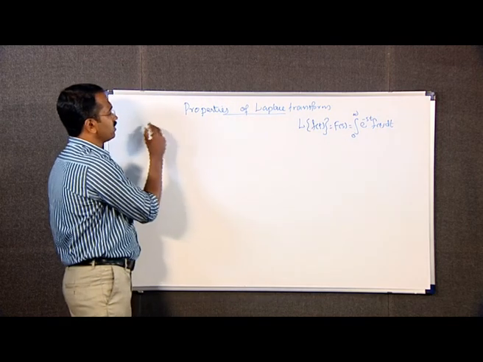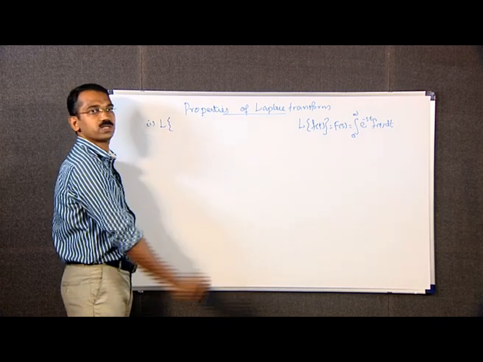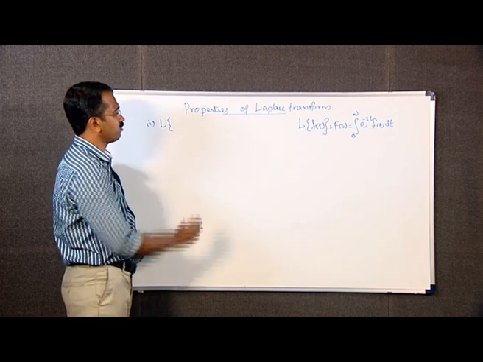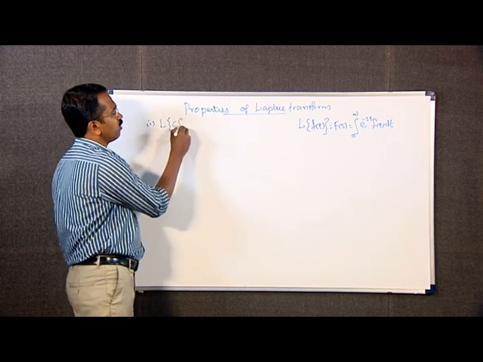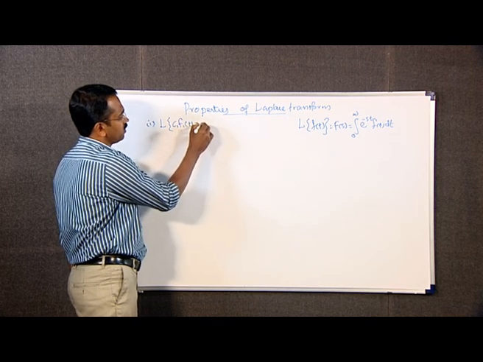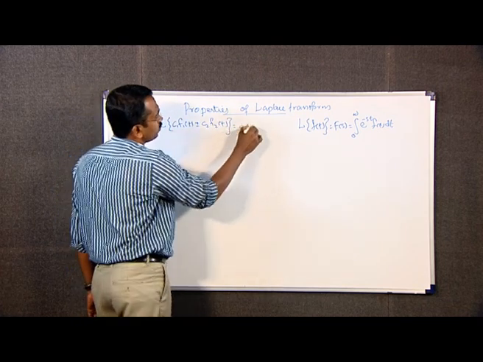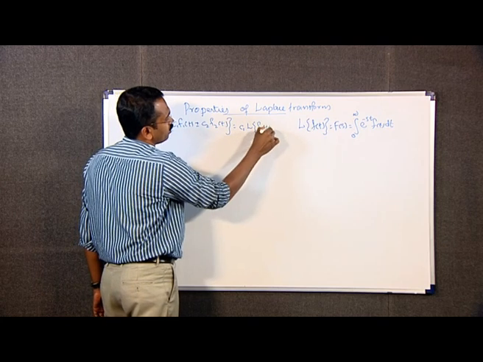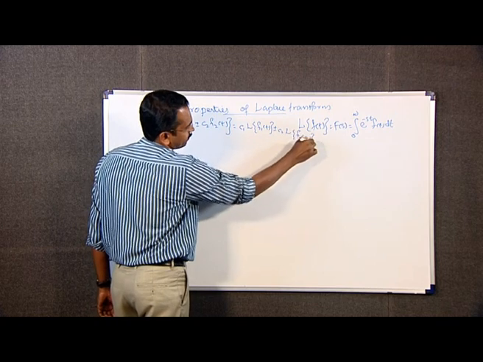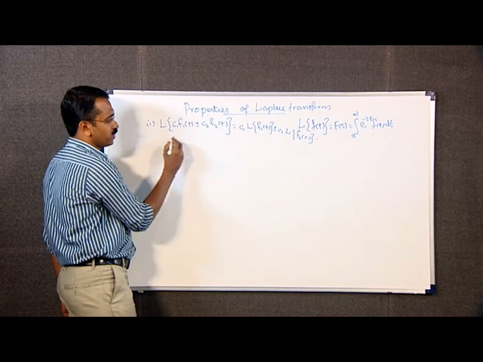The first property is the linearity property. That is, if c1 and c2 are two constants and f1 of t and f2 of t are two functions of t, then Laplace transform of c1 into f1 of t plus or minus c2 into f2 of t is equal to c1 into Laplace transform of f1 of t plus or minus c2 into Laplace transform of f2 of t. We have to prove this property.